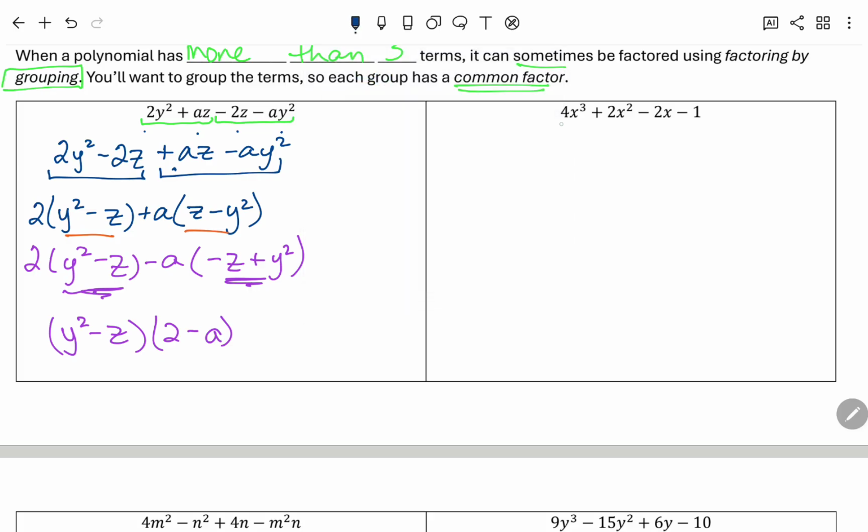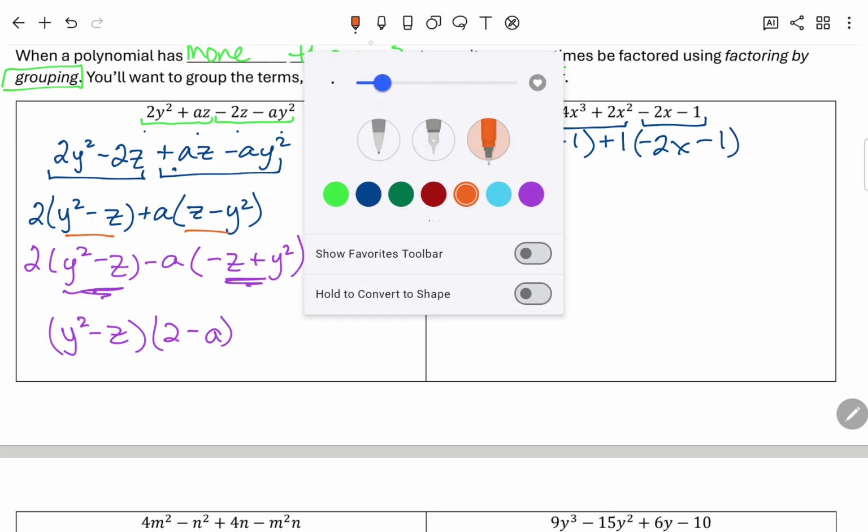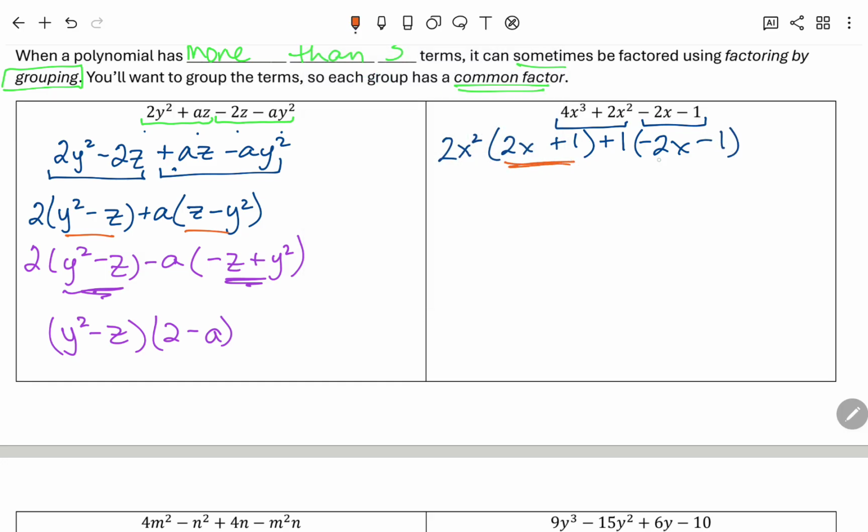So if we just go with how it's written here, I look at these first 2 terms, there's a GCF of 2x squared. That leaves me with 2x plus 1. Here, I can pull out, let's say we're going to pull out a 1. That's going to leave me with negative 2x minus 1. Now looking here, I'm going to do it in the same color. Are these the same thing? No. So I need to revise, okay?